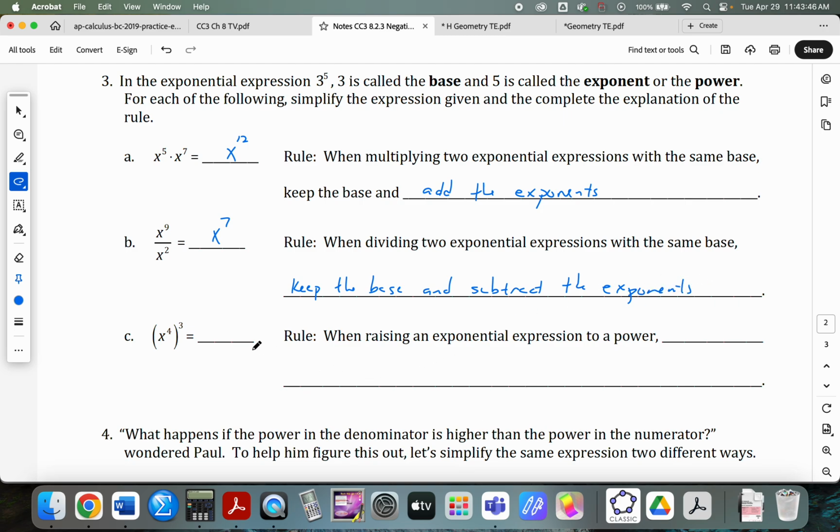All right. Sammy, what is this one? Yeah, x to the 12th. Thank you, Sammy. And then Barrett, how do you finish this? Keep the base and multiply the exponents. Thank you very much. Good job, Barrett. Keep the base and multiply the exponents.